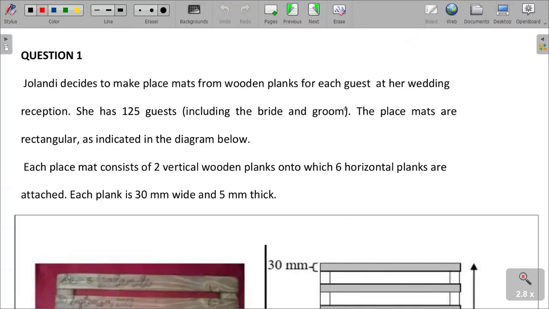So I want us to quickly go into questions now, which we need to calculate, in order for us to apply the knowledge of what we have been working out and what we have been doing. So we have got Joladi, who decides to make placemats from wooden planks for each guest at a wedding reception. She has 125 guests including the bride and the groom.